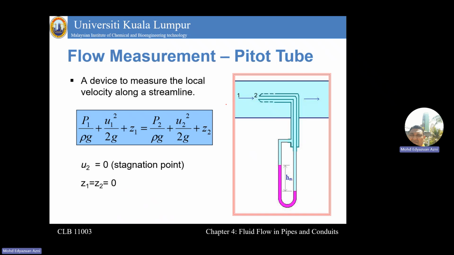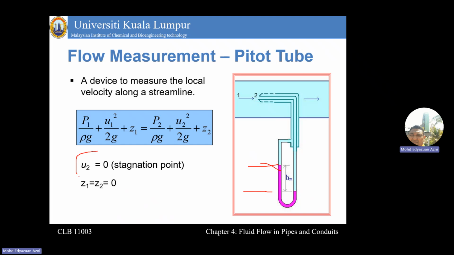Okay, so we know from the previous video that at point 1 we have flow, which means we have velocity. But at point 2, when we have flow inside this pipeline, at first it will push the fluid inside this U-tube manometer, and then we will have a difference in elevation of the manometric fluid. Then the flow inside this manometric fluid will stop flowing, and at point 2 there is no movement, which means there is no velocity.